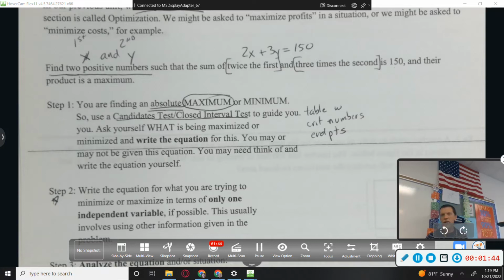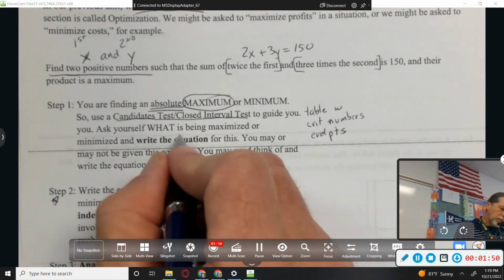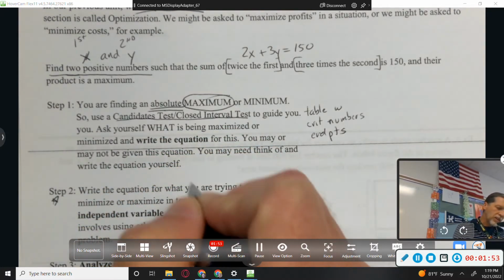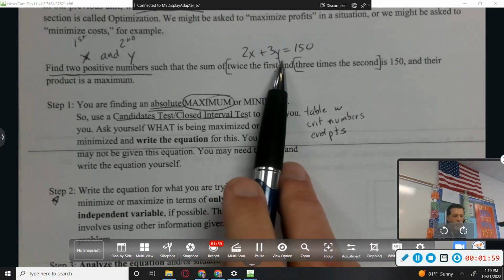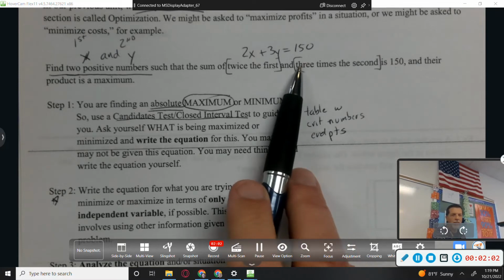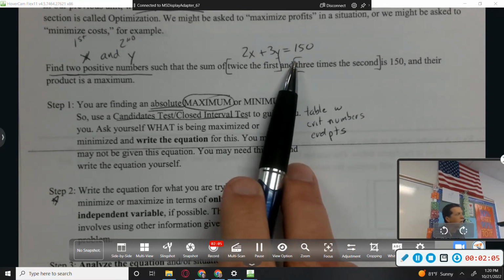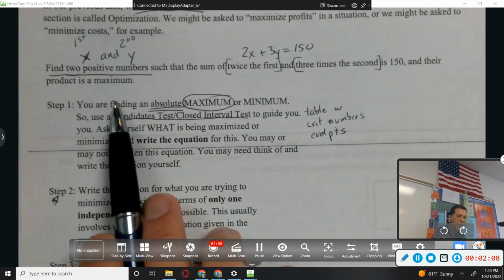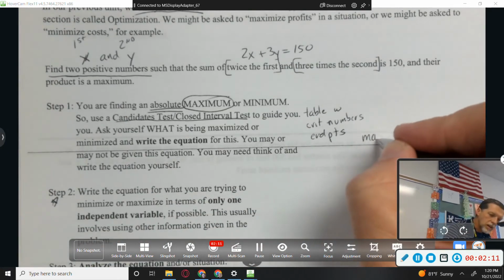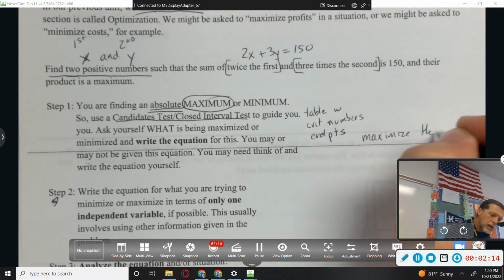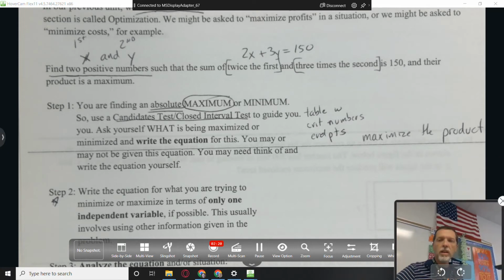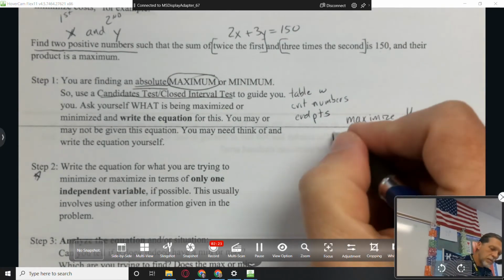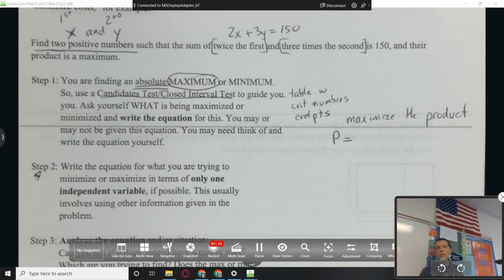Okay, that's big picture, because critical numbers of what? We don't even have an equation yet. Ask yourself what is being maximized or minimized, and write the equation for that. So this is where people start to get confused, because we have an equation, 2x plus 3y equals 150, but that's not the main equation. That's not the main thing going on in this problem. The main thing is maximize their product. So I just need to invent a variable to stand for product, probably P, but you could call it whatever you like.